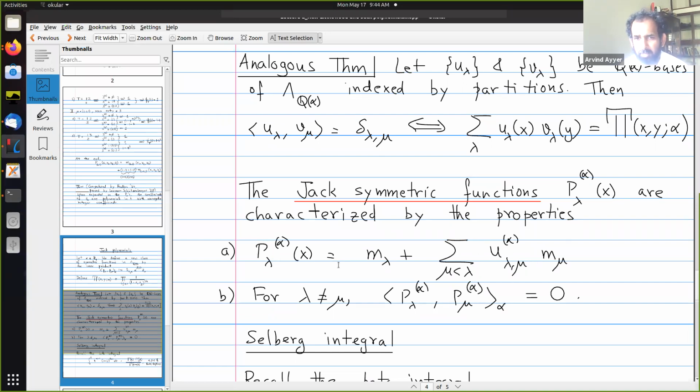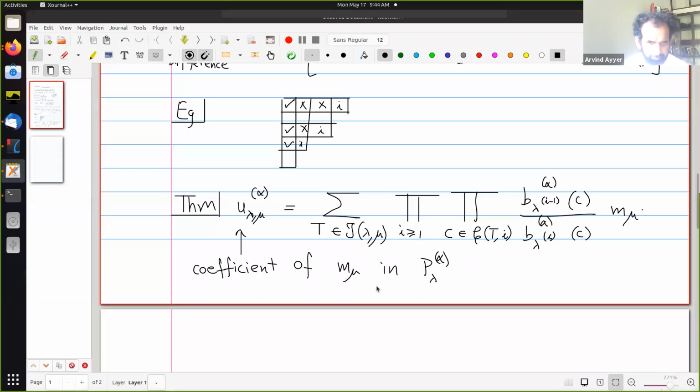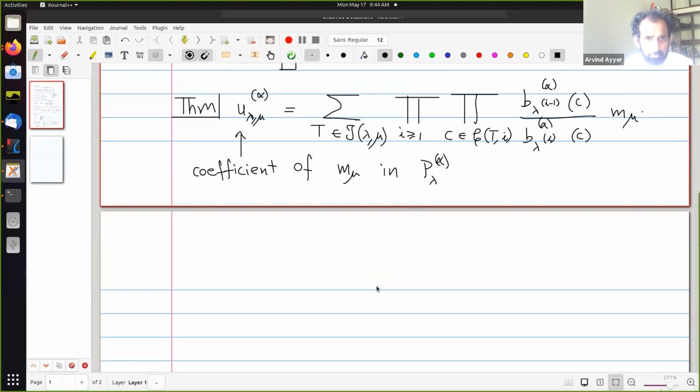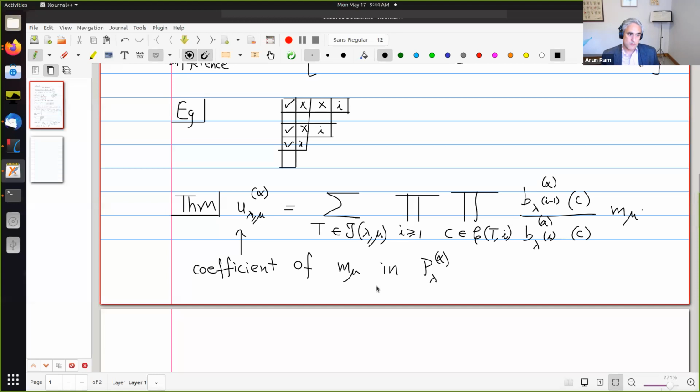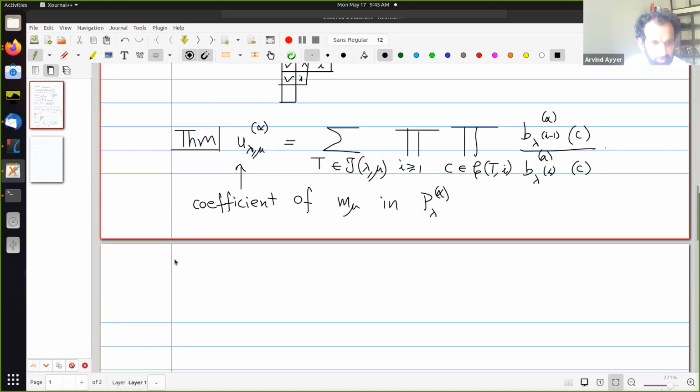P lambda alpha, when you expand in the m's, has an expansion like this. Thank you. And this is a coefficient, and u lambda lambda is 1. So you don't need the mu on the right there in your theorem. Thank you. This is a pure number. Okay, it's a rational function in alpha. Okay, so here's an example.